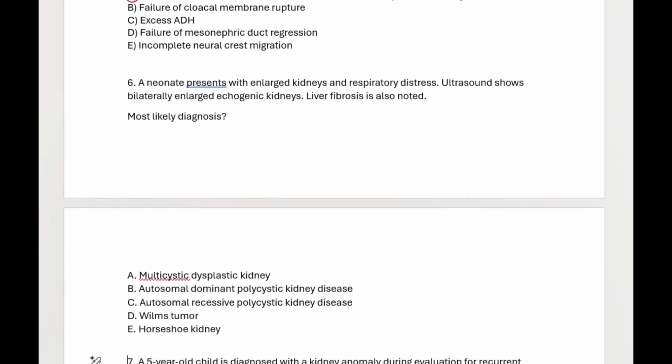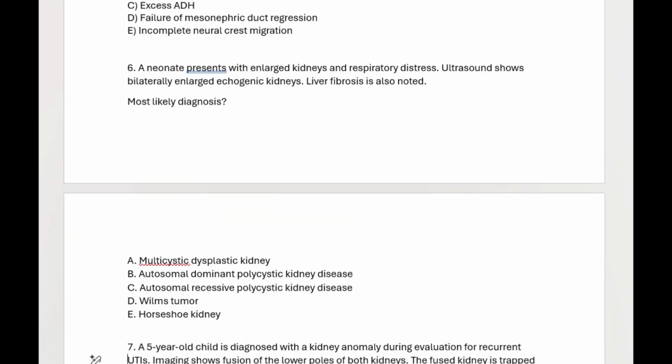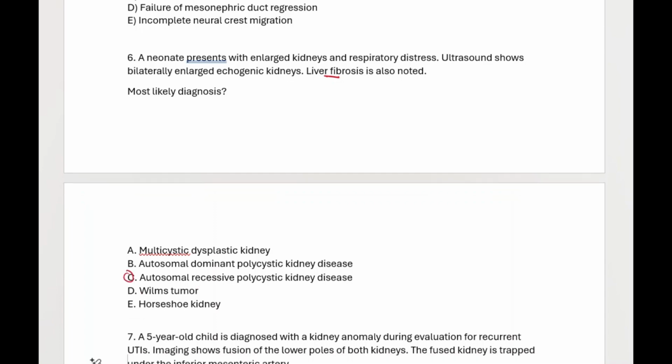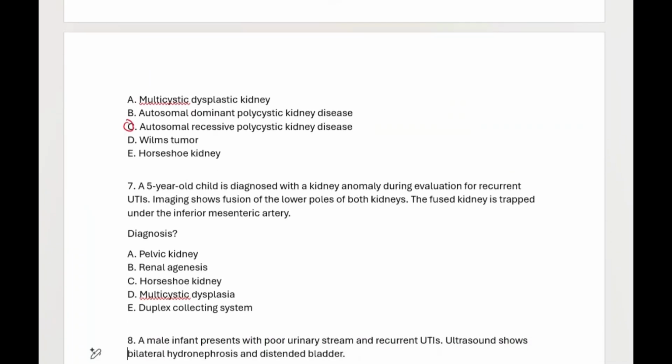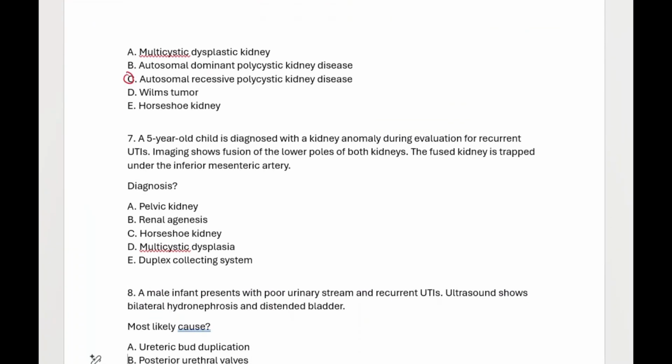Moving on to the next question. A neonate presents with enlarged kidneys and respiratory distress. Ultrasound showed bilaterally enlarged echogenic kidneys, and liver fibrosis is also present. What is the most likely diagnosis? So with bilateral cystic kidneys, what appears to be Potter sequence, and a liver fibrosis, this is likely what? Autosomal recessive polycystic kidney disease. Moving on to the next one. And don't forget, the cysts are most commonly located where? Very good, in the collecting tubule. So that's where they are most commonly located.